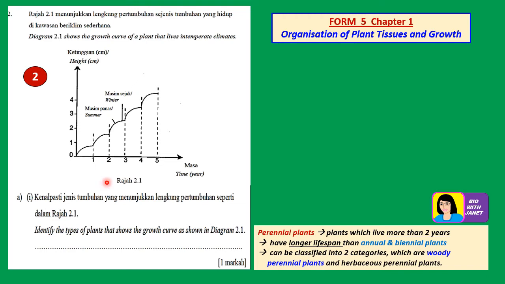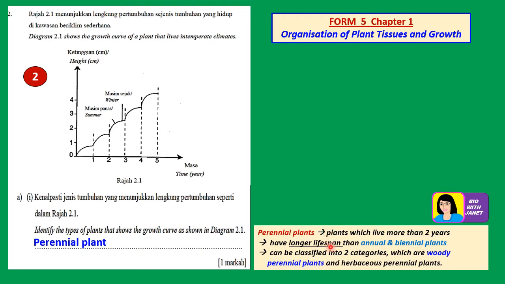Okay, and the answer is perennial plant. So what's a perennial plant? Perennial plants are plants that live more than 2 years. They have a longer lifespan than the annual and biennial plants. Annual plants live for 1 year. The word annual means 1 year. Biennial means 2 years, a plant that lives for 2 years. But these perennial plants are more fortunate. They can live for a longer lifespan, which is more than 2 years.